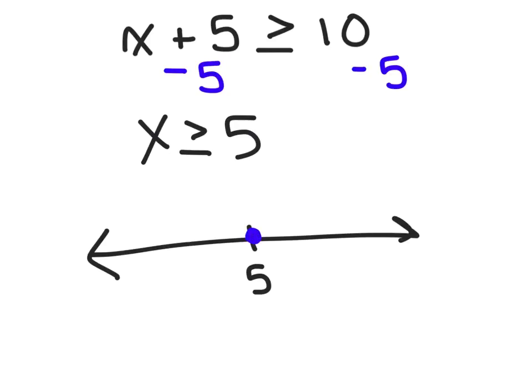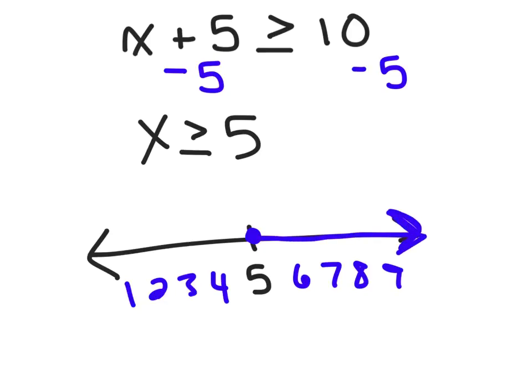Now, we know that x, our possible solutions, are going to be greater than or equal to 5. So numbers to the right of 5, like 6, 7, 8, 9, are greater than. To the left, we know they're less than: 4, 3, 2, 1. Because our x is greater than or equal to 5, we are going to shade to the right because these numbers are all greater than 5.